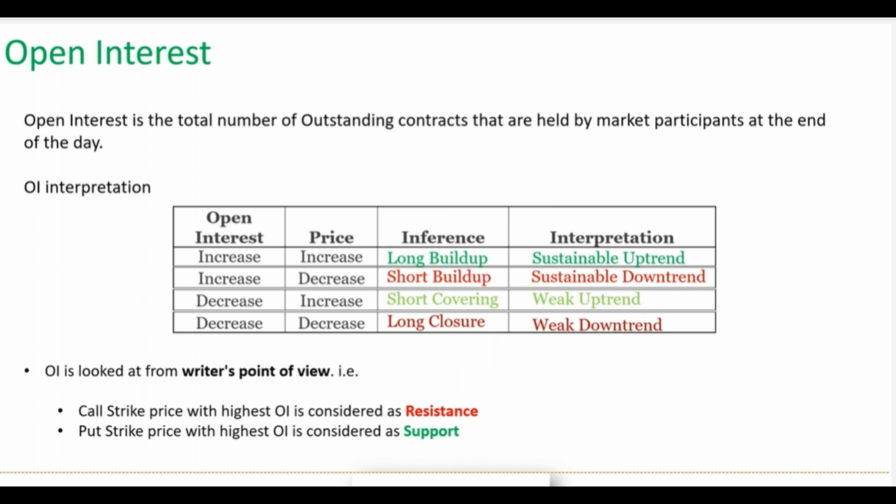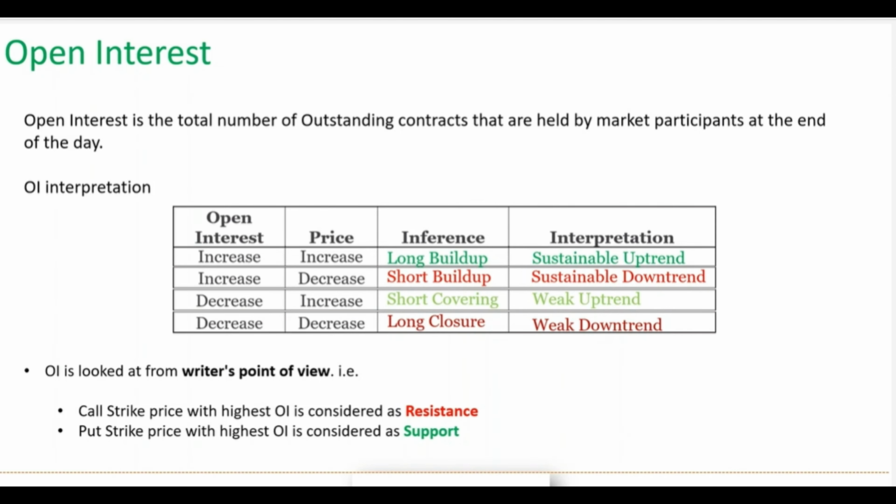is considered as resistance. So let us say there is a call strike price, and we will look at the live scenario also very shortly, and there is a highest amount of open interest in that strike price. We know that a lot of people have written that call option, which means they are bearish, which means that particular strike price will act as a resistance.